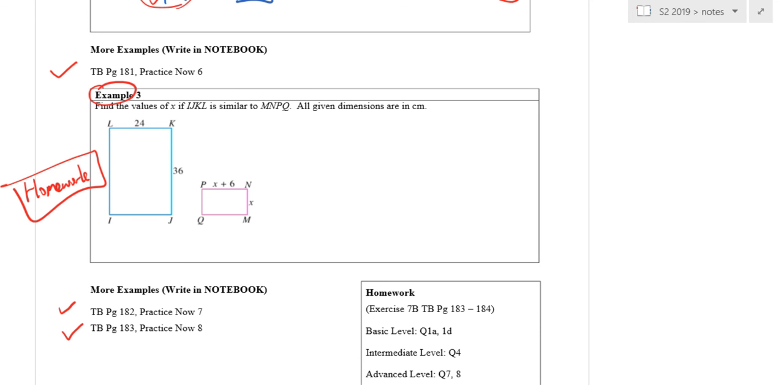This is textbook. Practice now is textbook, textbook, textbook, textbook. Then this one don't do first, then we see how. If the questions are similar, do this. Practice now 6, the question itself, practice now 7 and 8. Example 3 also. So do 4 questions as homework. I will go through on the 15th of April, Monday.